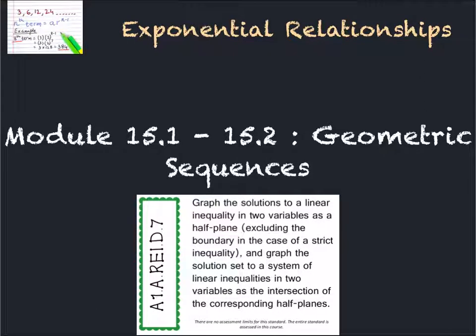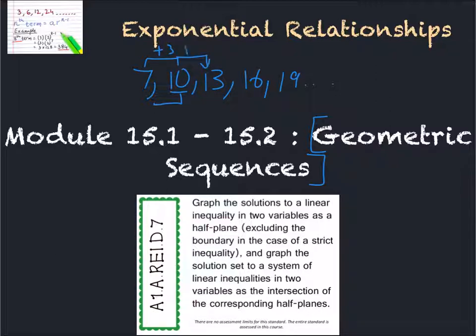All right, Module 15, exponential relationships. We're going to talk about geometric sequences today. And if you remember from a few months ago, we spoke about arithmetic sequences, like 7, 10, 13, 16, 19... This is an arithmetic sequence because it has what we call a common difference, meaning if you take a term and subtract it by the previous term, 10 minus 7 would be 3. That difference is common, it's the same throughout the sequence, meaning we always add 3 to get to the next term, and that's why it's arithmetic. It has that constant change, that common difference.